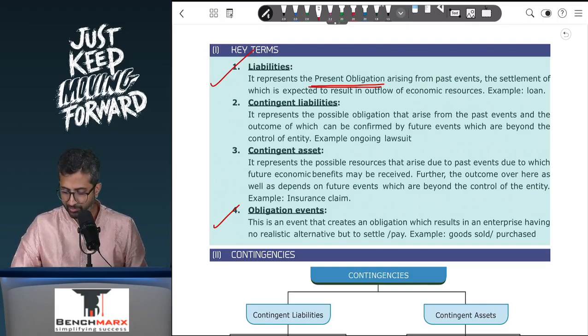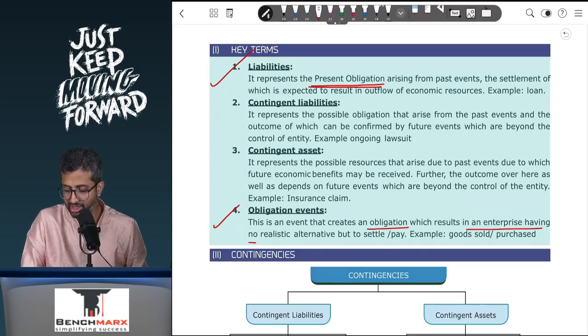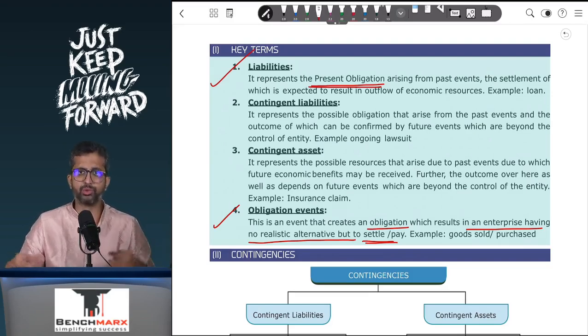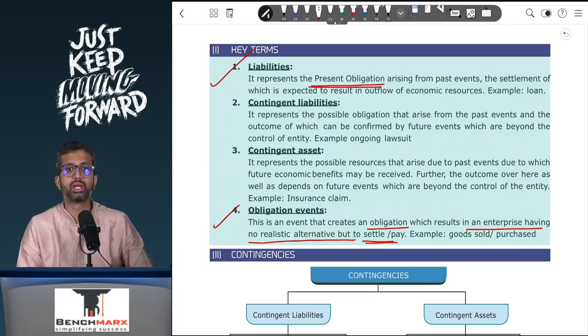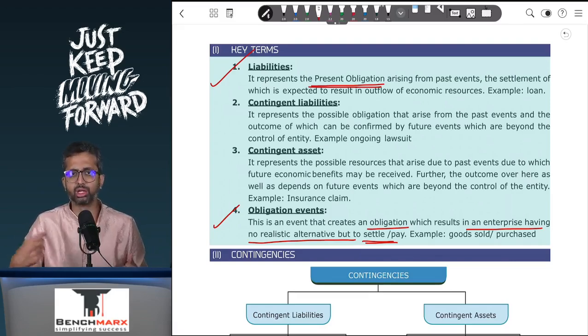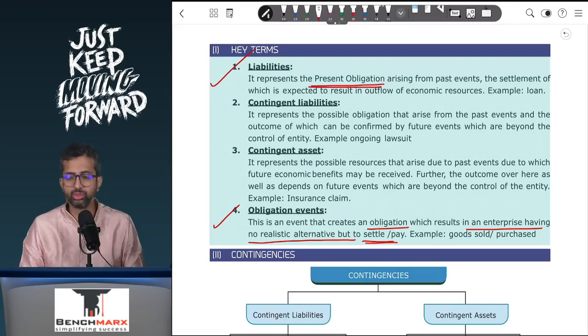So over here, these are obligating events. It is an event that creates an obligation which results in an enterprise having no realistic alternative but to settle or pay. Remember, the obligation can arise due to certain legal obligations, let us say, due to a law or a contract. Simplistically, gratuity is paid as per the Payment of Gratuity Act, and hence it may be a legal obligation arising out of a law, or a contractual obligation like a salary, for example, which is payable under the agreed contract which is enforceable by law, and hence these are obligations which are existing.